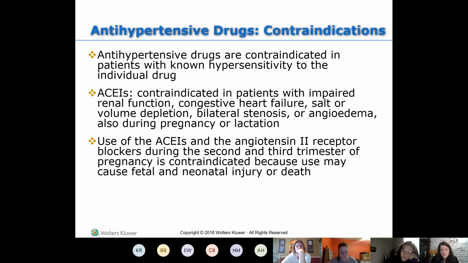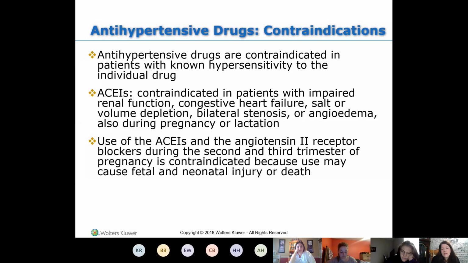ACE inhibitors are contraindicated in patients with impaired renal function. So we said that it inhibits greatly that aldosterone, that RAAS system, right? The renin-angiotensin-aldosterone system. So it's contraindicated in patients with impaired renal function because we don't really need to interfere with that process in those patients. We need to target their blood pressure a different way. We're not giving these to patients with congestive heart failure or any problems with their salt and volume depletion. And that just has to do with its mechanism of action.